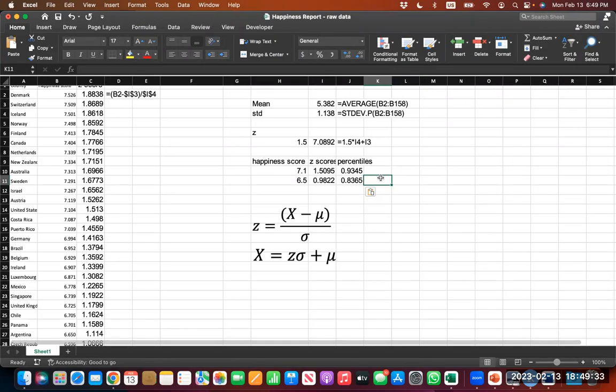The only thing you need to do is to calculate the difference between this and this. And that's your proportion. If you want a percentage, you just need to calculate this multiplied by 100. So you know now that 9.8% of your population is located between 7.1 and 6.5 happiness score. So that's how you quantify this.